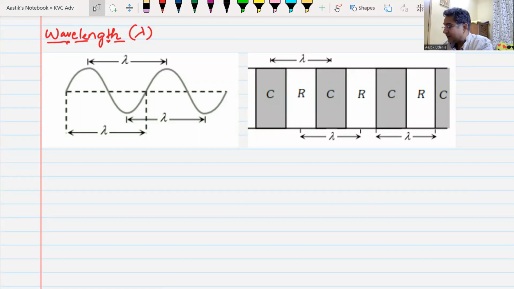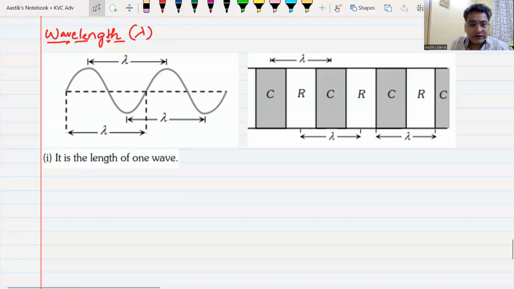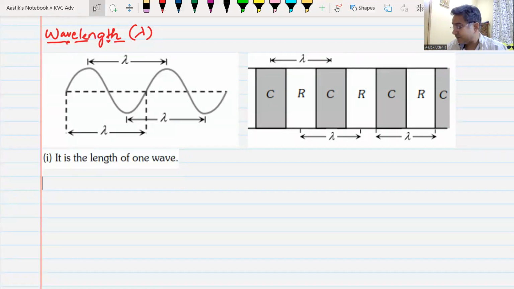That is it, and this is the diagram that shows you that. You can define it in many ways, and I will just try to put them. The first way you can write it is the length of one wave. How long is one wave? Length of one wave. This is one way of writing the same thing. The next way is, it is the distance traveled by the wave in one time period.